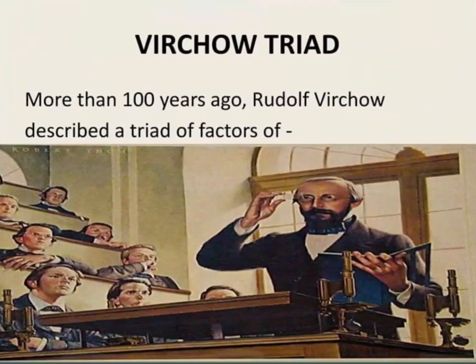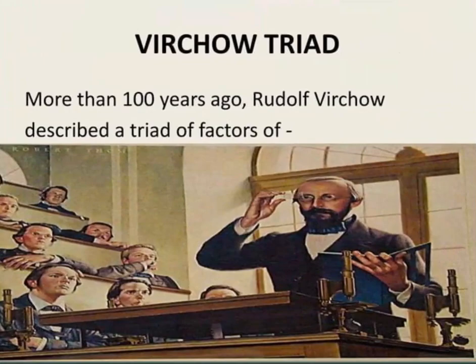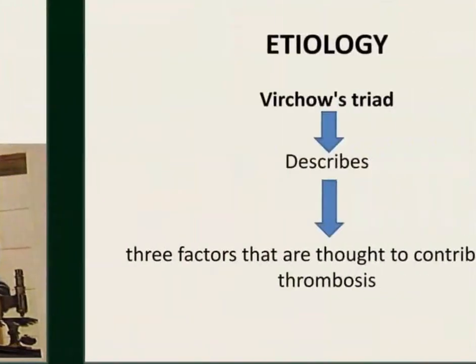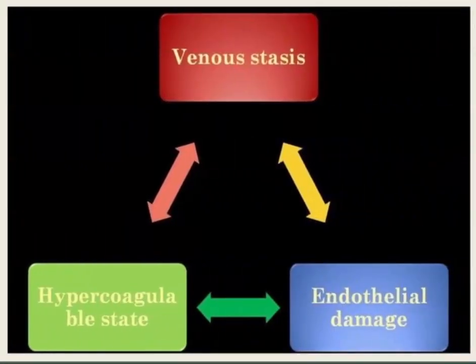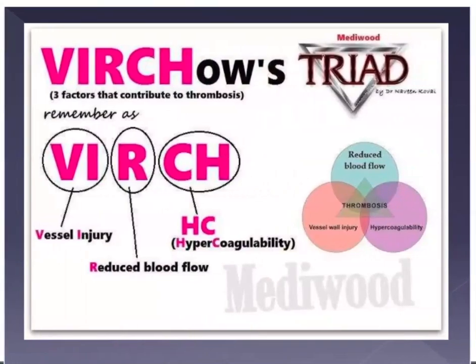Okay, so we've talked about the coagulation cascade, and we're going to further look at a great scientist who discovered what we call Virchow's triad. More than 100 years ago, Rudolf Virchow described a triad of factors. Okay, the triad consists of 3 factors that contribute to the formation of a clot or a thrombus. These factors are venous stasis, endothelial damage, and a hypercoagulable state. Okay, so we're going to look at these factors in further detail.